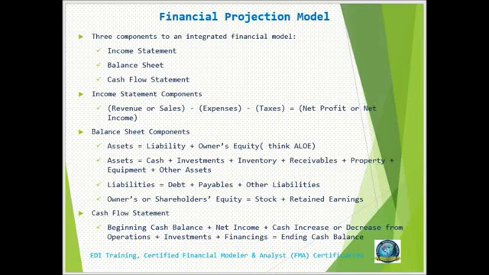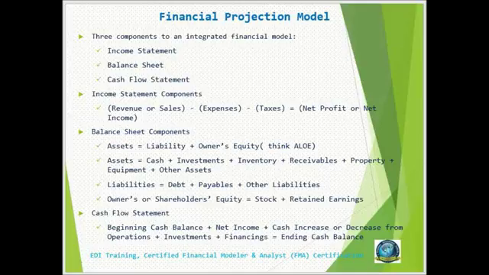Now, a financial model has three components. There's the income statement, the balance sheet, and the statement of cash flows, or the cash flow statement. The income statement really is just the revenue or the top line sales of the company, from which you subtract out all the operating expenses, the tax expenses, the depreciation expenses, any other expenses that you have, and then what you are left with is the net profit or the net income.